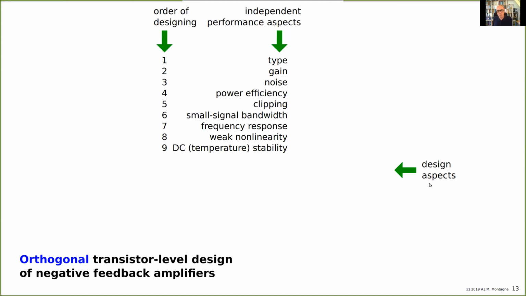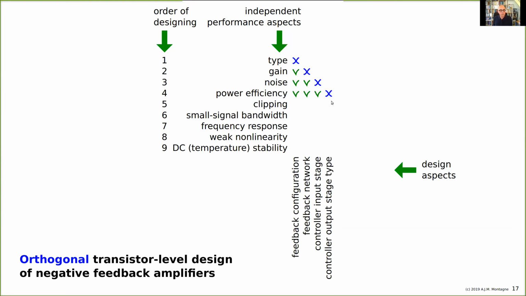And how are we going to do this in, let's say, the structured design courses and later on only in this course? Well, the feedback configuration will define the type. The feedback network sets the gain. The controller is responsible together with the feedback network. So we already look a little bit at the noise with the feedback network, but the controller input stage and the input port properties of the controller are relevant for the noise. Power efficiency and clipping is then the output stage.